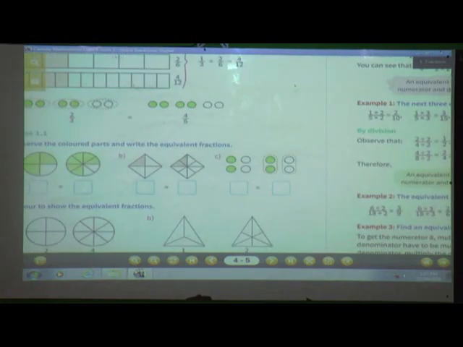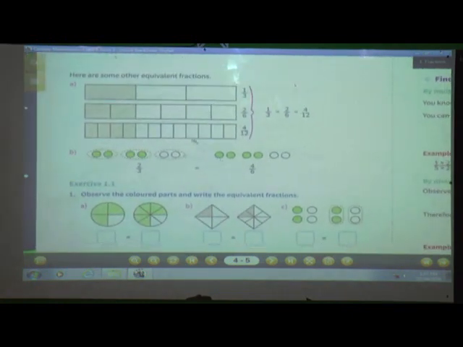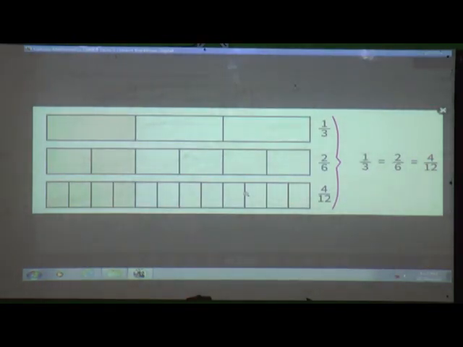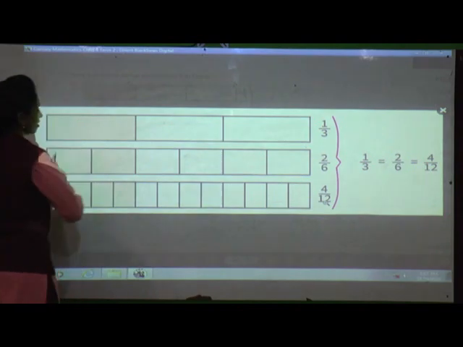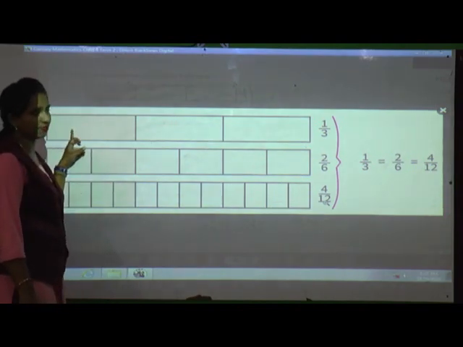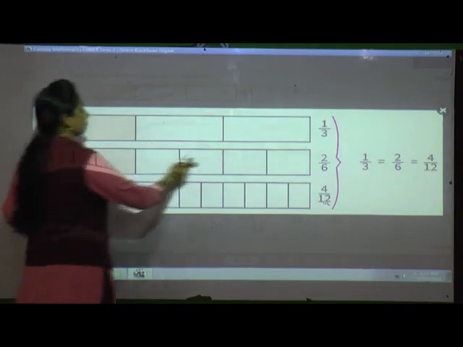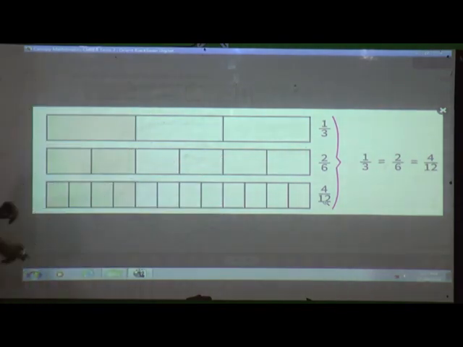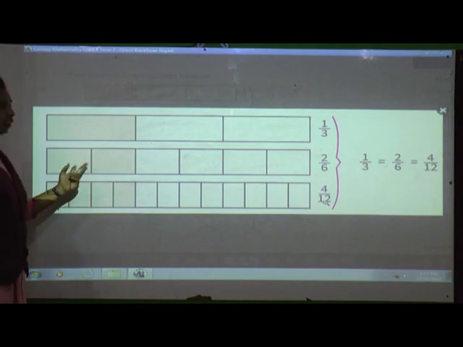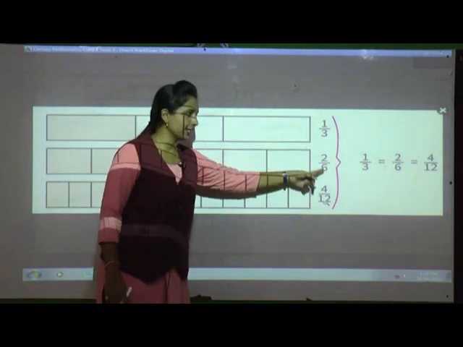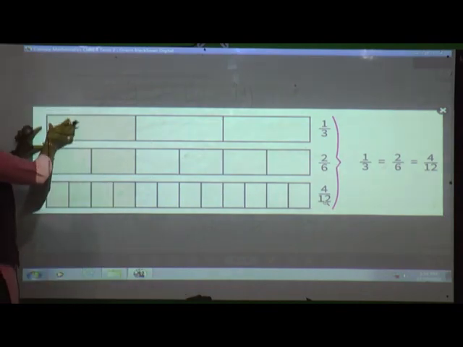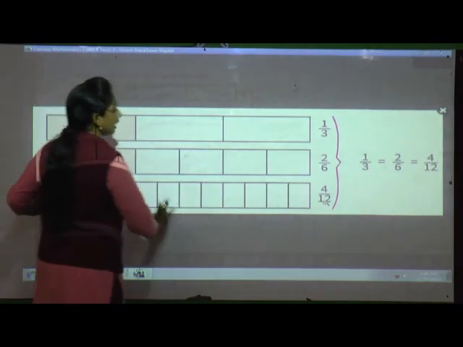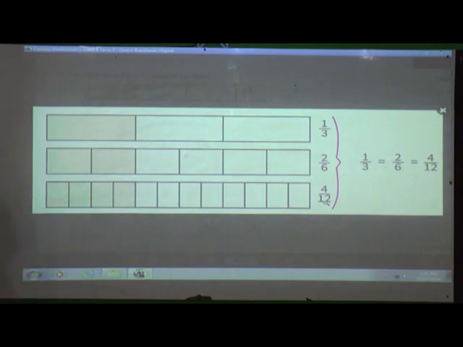See, here are some other equivalent fractions given. Now observe this. This is also one type of rectangle. Now when I divide into 3 parts and one part is colored, this fraction is 1 divided by 3, and the same paper we have divided into 6 equal parts, and I have colored 2 parts. So the fraction is 2 divided by 6, and again, just observe, same size. Again I have divided into 12 equal parts. How many? 12. And I have colored 4 equal parts.